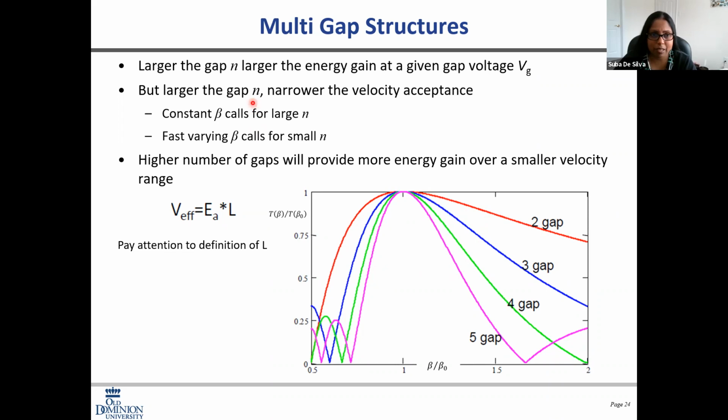If you want a constant beta, what you want is a large n, but we know at very low betas, the beta can vary very fast. So then what you need is very small n. So you don't want to put multiple gaps at very low betas, like less than 0.1 or less than 0.2, but you can consider having multiple gaps at 0.5. So similar to multi-cell elliptical cavities, where you have many cells at betas around 0.5, 0.6.